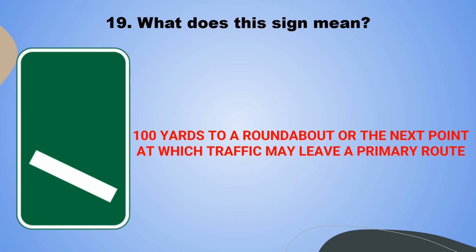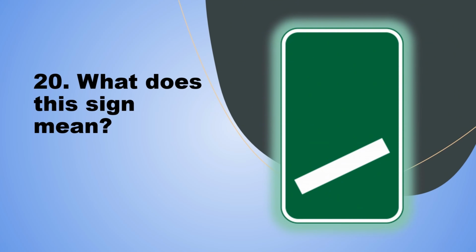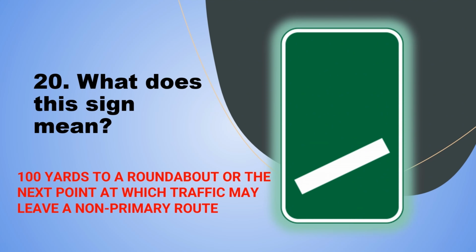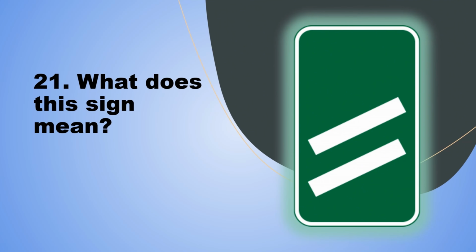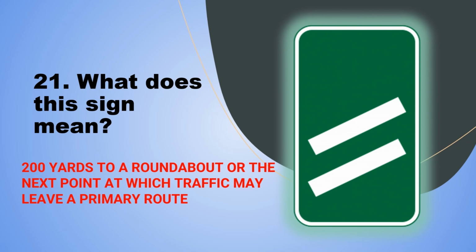The next sign is very similar to the previous one, but if you can tell, it's in the opposite direction. So let's have a look at this sign. This sign is 100 yards to a roundabout or the next point at which traffic may leave a non-primary route. The next sign, this one has two lines on it. This sign means 200 yards to a roundabout or the next point at which traffic may leave a primary route.